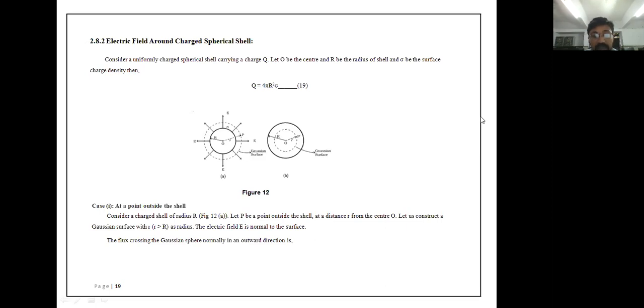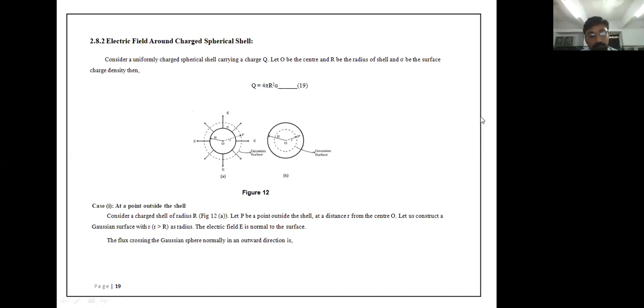The electric field E is normal to the Gaussian surface we consider. The electric field is radially outward. Therefore, the direction of the electric field and the surface of the sphere are normal to each other. In this case, we have constructed a spherical Gaussian surface of radius small r, which is shown in figure 12a.